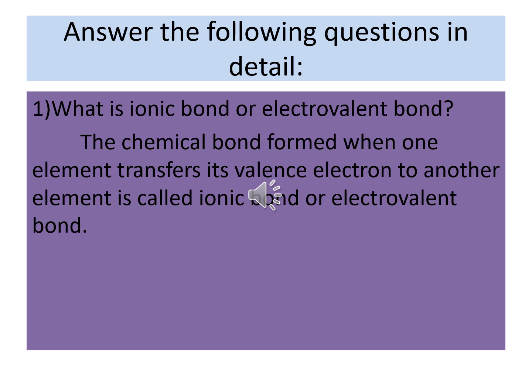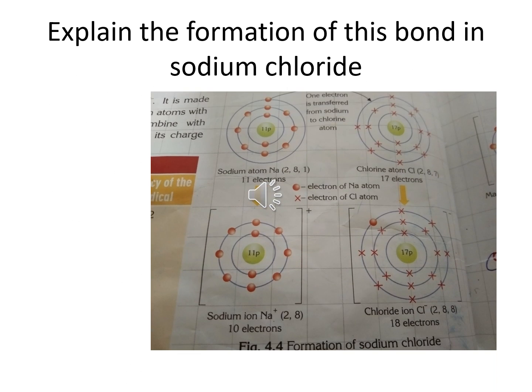What is ionic bond or electrovalent bond? The chemical bond formed when one element transfers its valence electron to another element is called ionic bond or electrovalent bond. Did you write? Okay. The next slide we will see the next one. Now listen children, explain the formation of this electrovalent bond in sodium chloride.